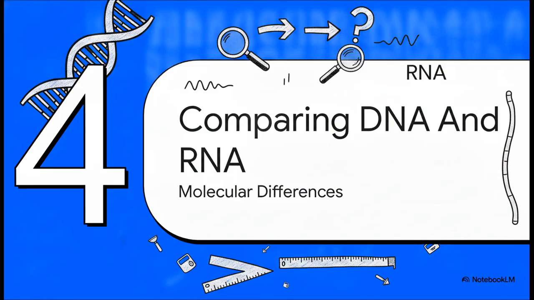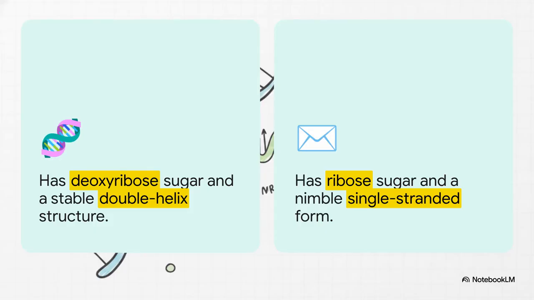Section 4, comparing DNA and RNA. To really grasp this whole process, let's explicitly compare our 2 heavy hitters side by side. DNA features a deoxyribose sugar backbone and this thick double-stranded helix structure you see here. RNA, on the other hand, features a ribose sugar and a much thinner, single-stranded form. This physical contrast directly maps to their jobs. DNA needs the robust stability of a double helix to safely store information long-term, while RNA's single strand makes it a nimble messenger, absolutely perfect for carrying instructions to build proteins.